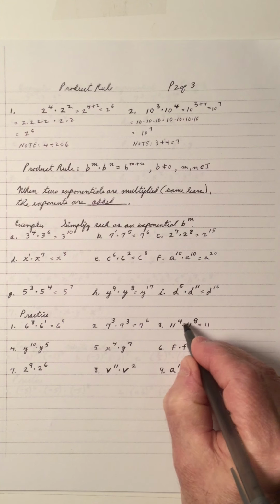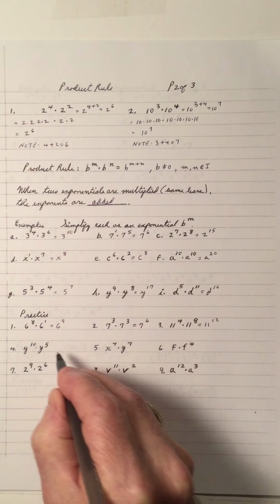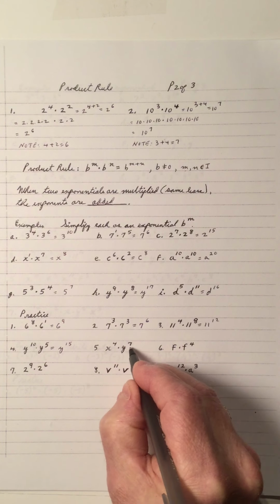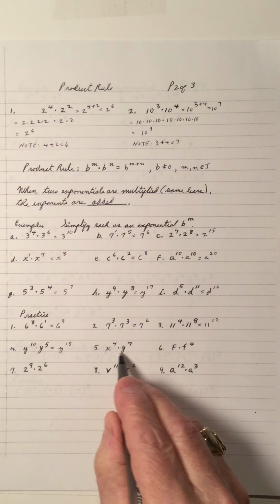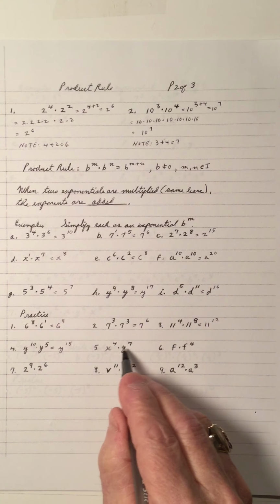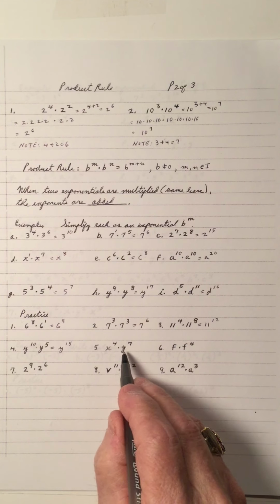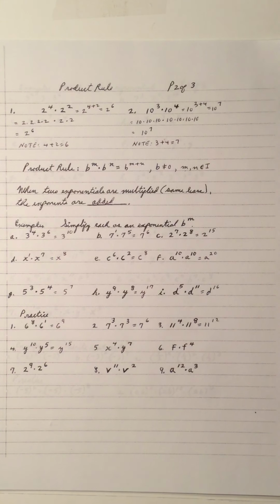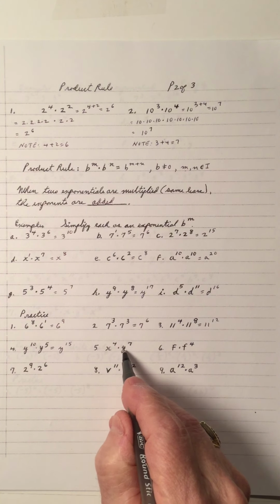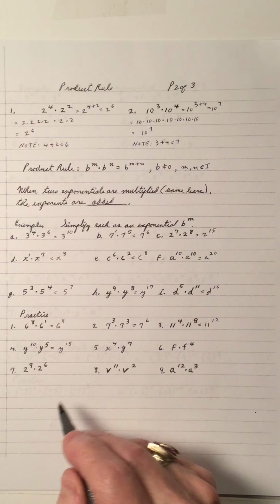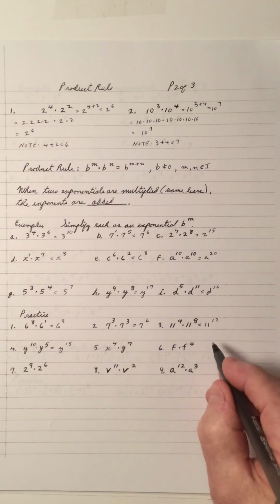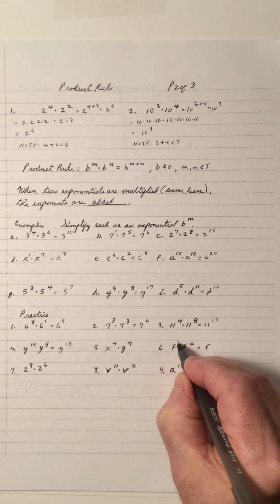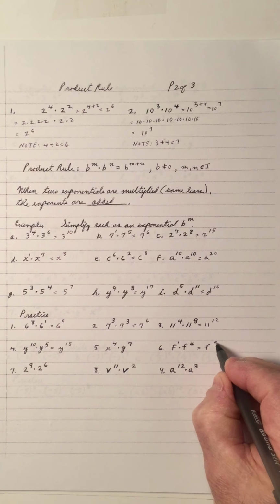11 is the base, so we add to get 12. Y is the base, we add to get 15. Now, notice we got two different ones, so we can't. Notice we said we have to have what? The same bases. So I can't do anything with this one, because either they got to be both Y's or both X's, so we leave it like that. We can't simplify it. If they have the same base, F, then that's a 1. 1 plus 4 is 5.